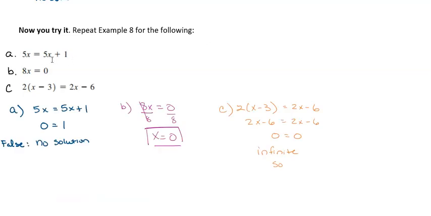Alright, so this first one, hopefully you looked at it and noticed that there's no way that you could have 5x plus 1 equal to 5x. So you can also subtract 5x from both sides to get 0 equals 1, so there's no solution. B, you find that x equals 0, so there's one solution, x equals 0. And C, there are infinite solutions because you end up with 0 equals 0. Or two sides equal to each other. That means you could plug anything in and make it true.